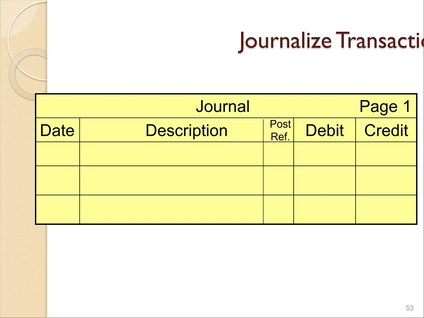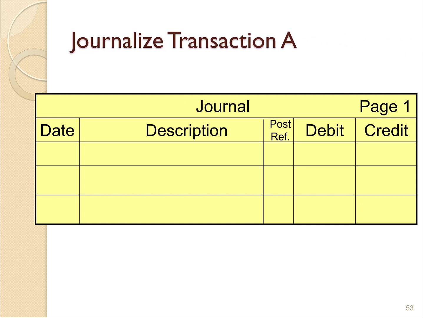And remember, the date is the first thing we record. And the date was May 2nd. And we always list the debit account first. It's critical that you list the debit account first, because My Accounting Lab will mark you wrong if you do not put the debit first.